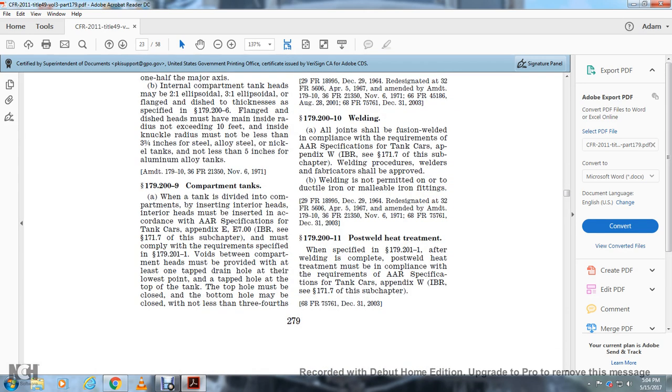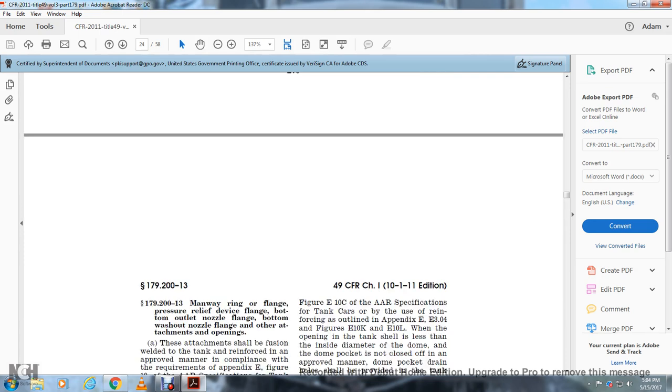Alright, 179-210. All joints shall be fusion welded in compliance with the requirements of the AAR specification for tank cars, Appendix W, IBRC 171-7 for the subchapter. Welding procedures and welder fabricators shall be approved. Welding is not permitted on ductile iron or malleable iron fittings. 179-211 post-weld heat treatment. Specification 179-201-1. Welding is complete with the possible post-weld heat treatment, and must be in compliance with the requirements of the AAR specification for tank cars, Appendix W, or IBRC 171-7 of the subchapter.